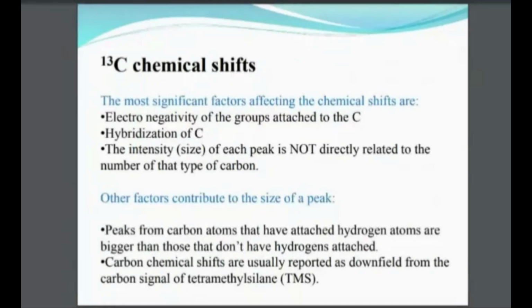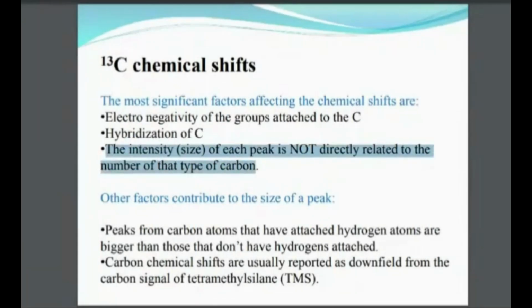We have seen chemical shifts in H1 NMR. Now let us take a brief idea about chemical shifts in C13 NMR. Most significant factors affecting the chemical shifts are the electronegativity of the group attached directly to the carbon, the hybridization of the carbon itself, and the intensity or the size of each peak is not directly related to the number of that type of carbon. Now, this particular point is not in contradiction with what we have seen. अभी के जैसे दो कार्बन है सेम एनवायरनमेंट में तो डबल इंटेंसिटी होगा.